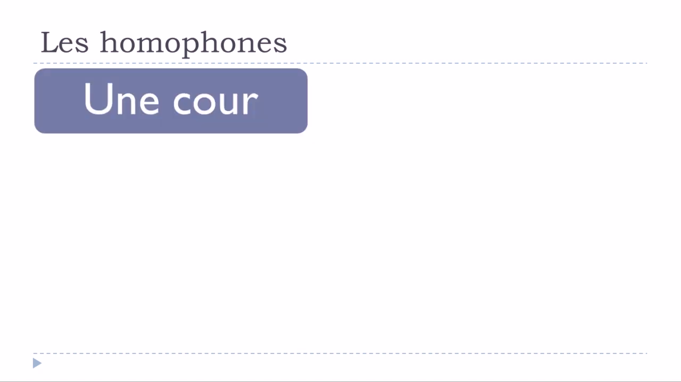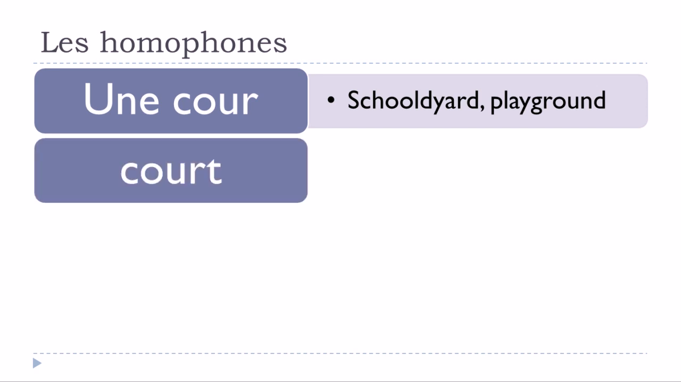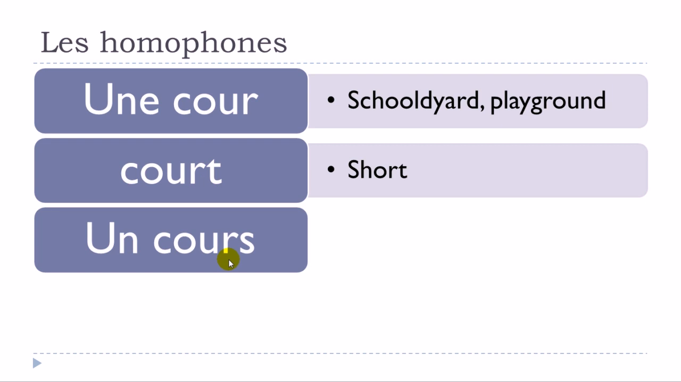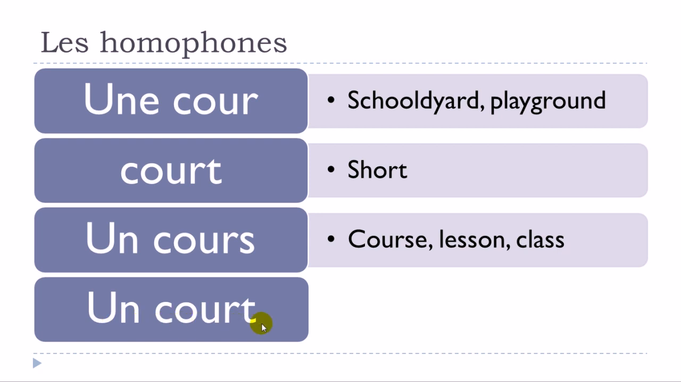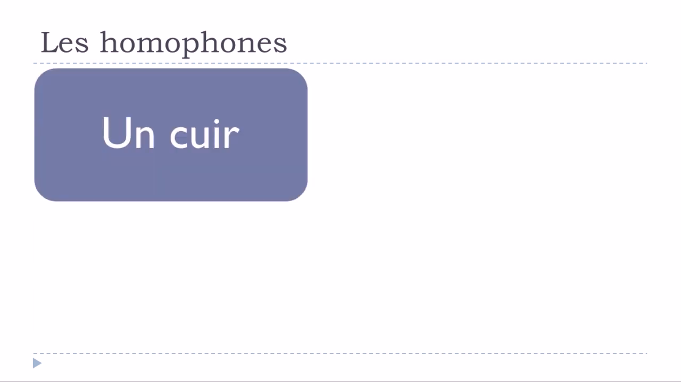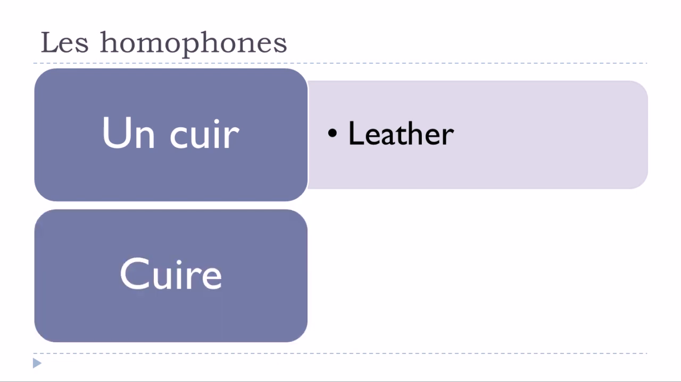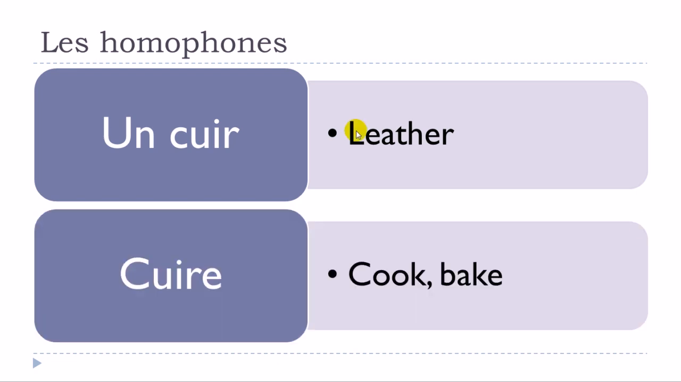Une cour. And then we've got the adjective court. And after that, un cours. Alright, so you can see that here you get the feminine, une cour, then you get the adjective court, un cours. Un cuir. And the verb cuire. Okay, so un cuir and then cuire.